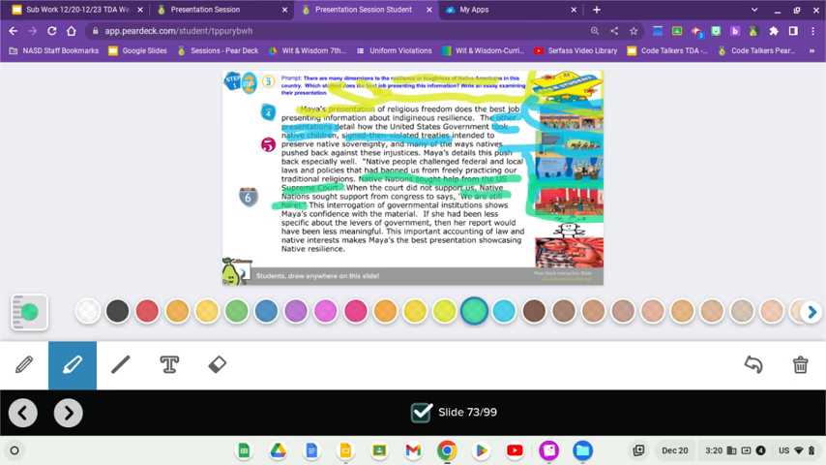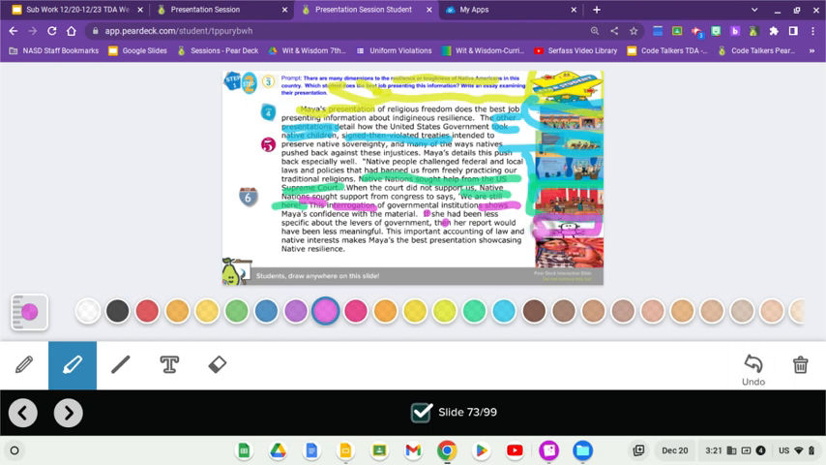Now, it looks like they're going to start explaining this quote with a this noun verb. Repeat after me. This noun verb. Let's look at what this noun verb combinations they did. So, this interrogation, there's my this. There's my noun of government institutions, and there's my verb, shows Maya's confidence with the material. If she had been less specific about the levers of government, then her report would have been less meaningful, right? So if she included less information, it would be less effective.